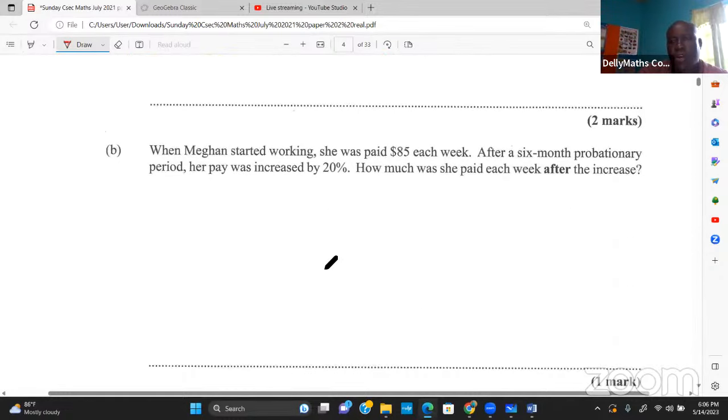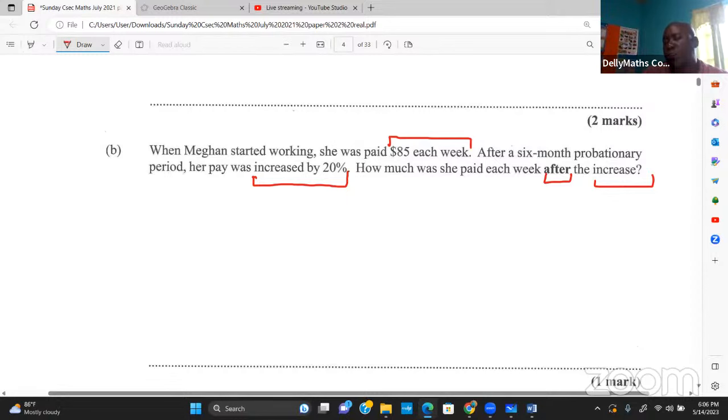All right. So the question says, when Megan started working, she was paid $85 per week. So you want to make note of this, $85 per week. After 6 months of probationary period, her pay increased by 20%. So it increased by 20%. How much was she paid? Watch this now, after. So you want to make note, after the increase. All right, so after the increase, we want to know how much money she's getting.